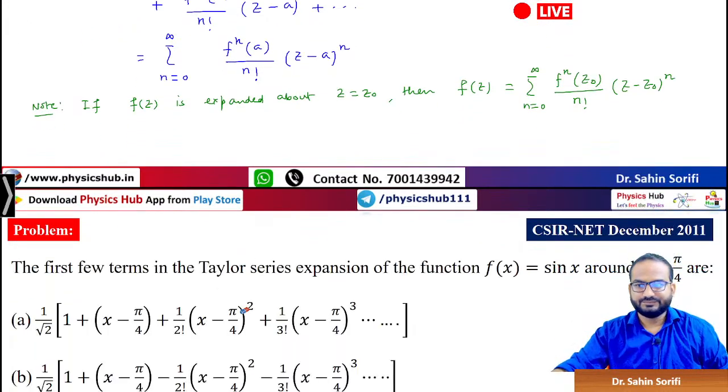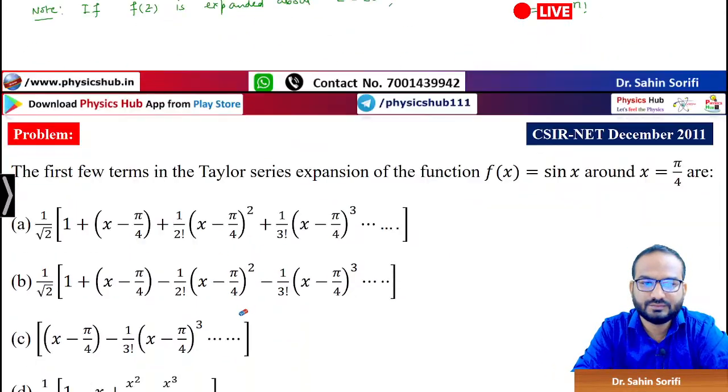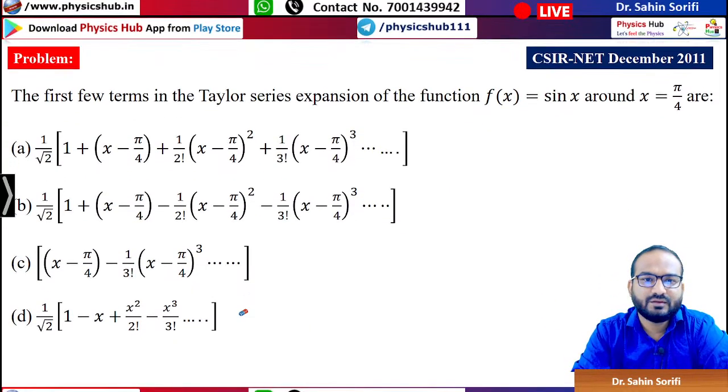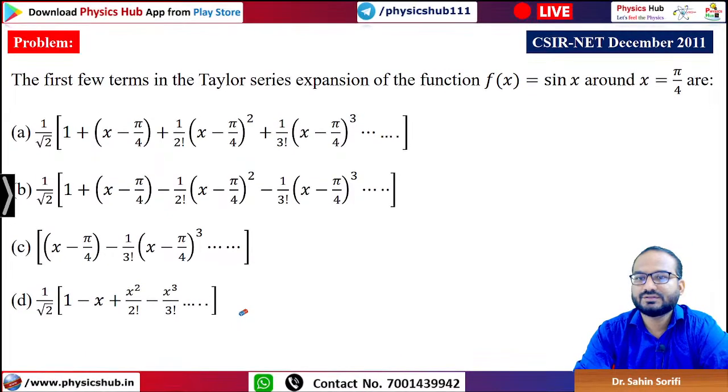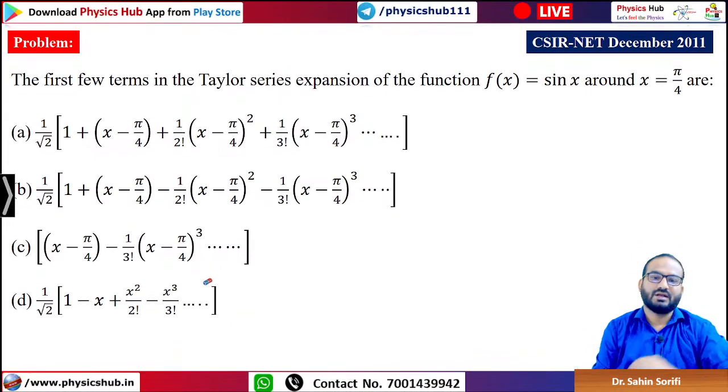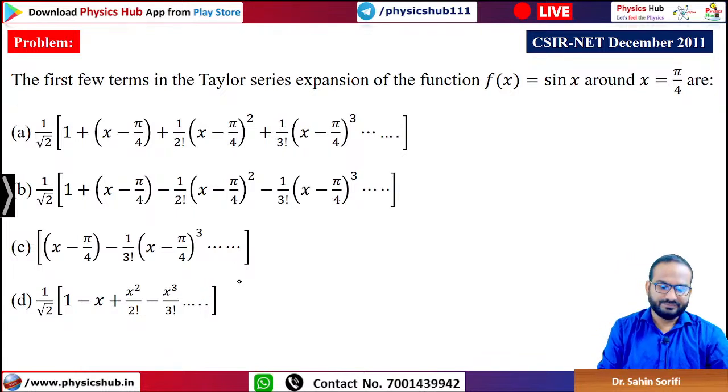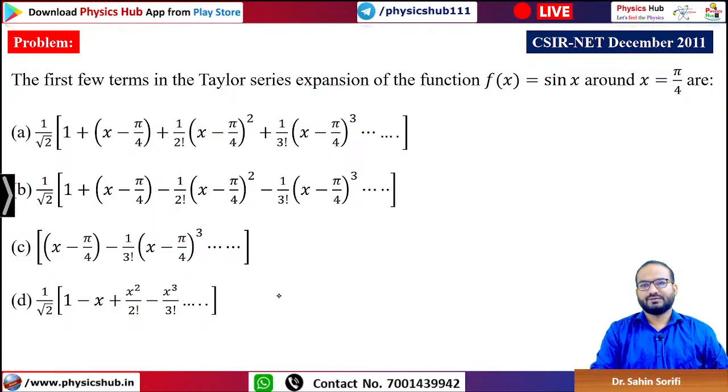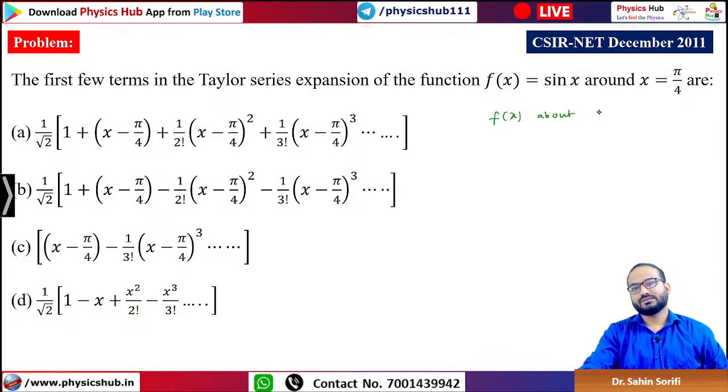Okay, look at this problem now. The first few terms in the Taylor series expansion of f of x equals sin x about x equals pi by 4 are. Can you solve this problem? So here a equals pi by 4, right? Or z0 equals pi by 4. You have to expand f of x about x equals pi by 4. So wherever you see a or z0, you put pi by 4 and tell me the answer quickly.